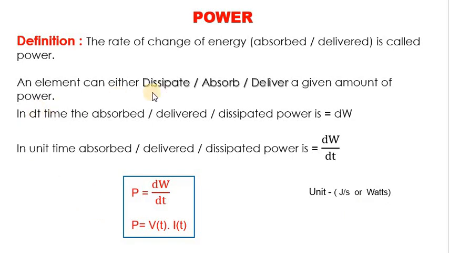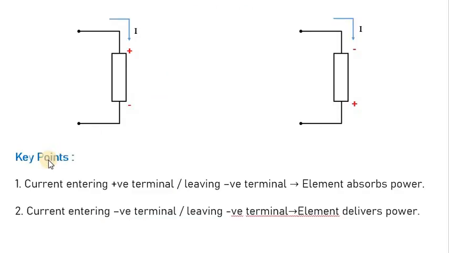Now let us understand when we say the power is delivered and when we say the power is absorbed. In this slide you can see two figures. This is an element. I don't know which element it is; it can be a resistor, inductor, capacitor, anything. All I know is the polarity, plus and minus, and that the current coming from here is entering the positive terminal.